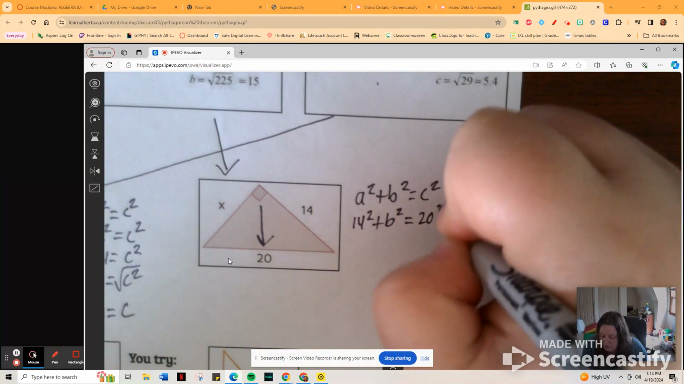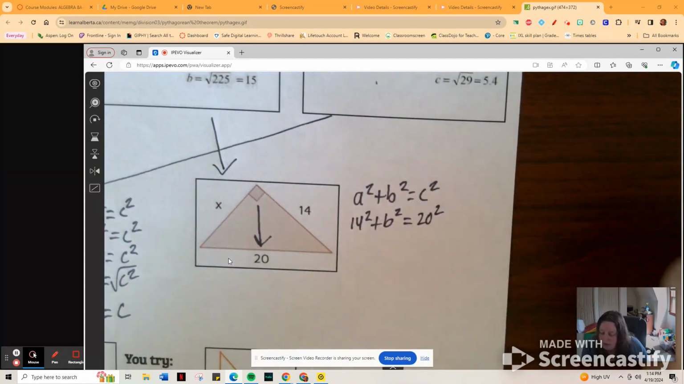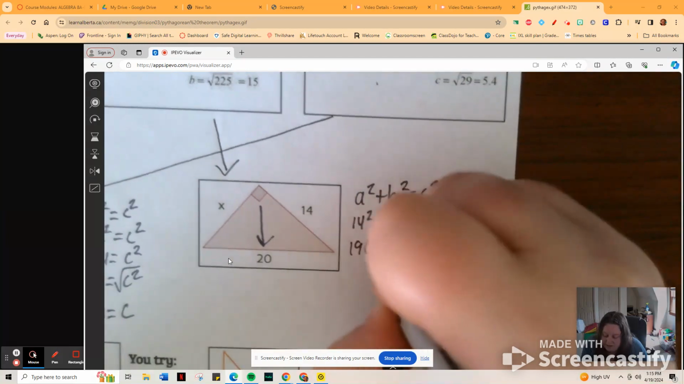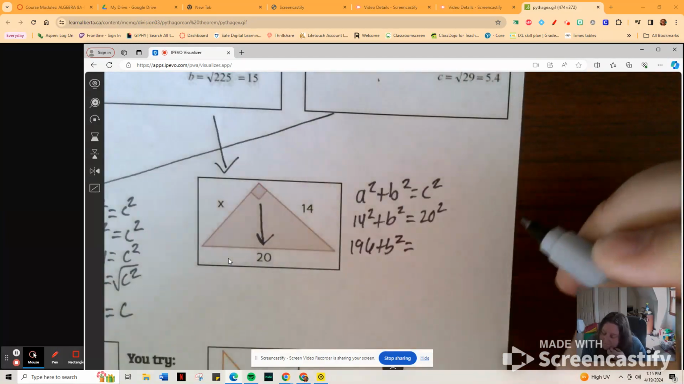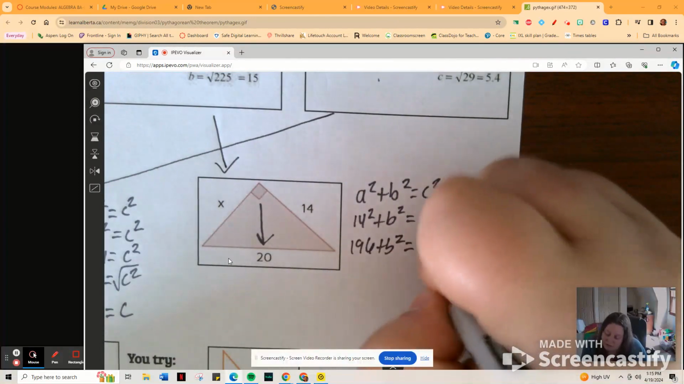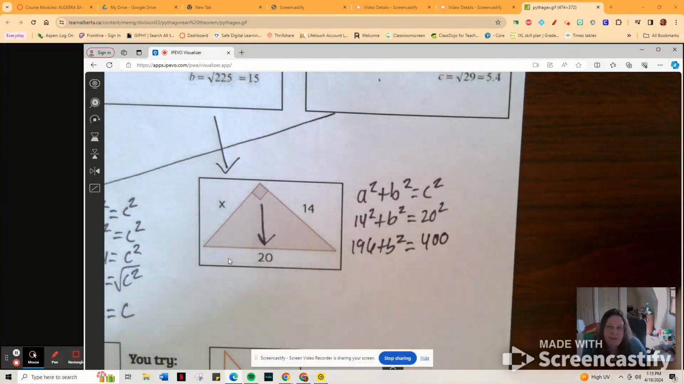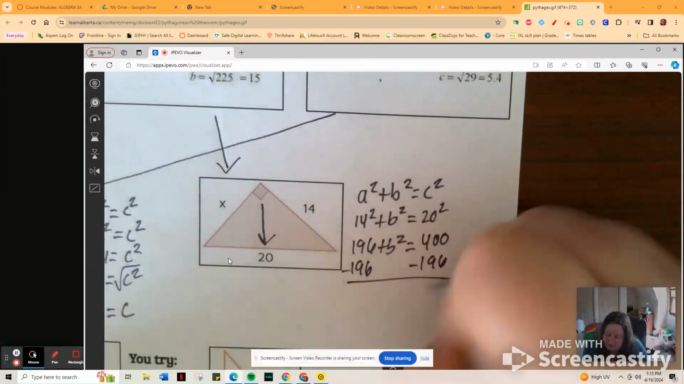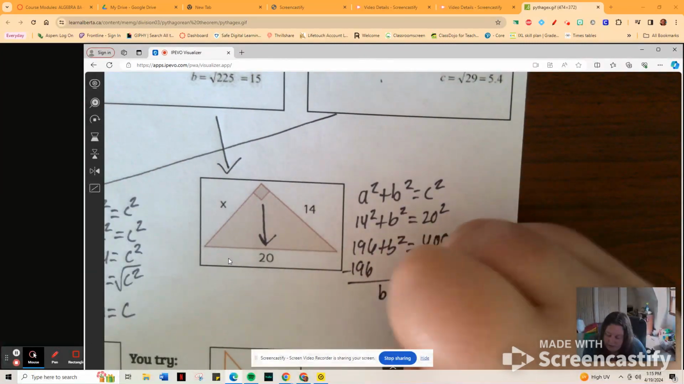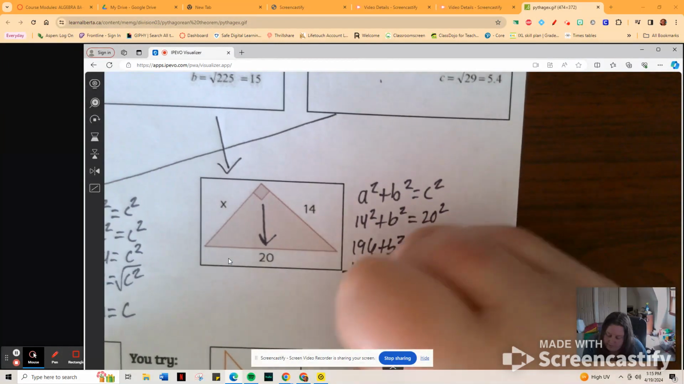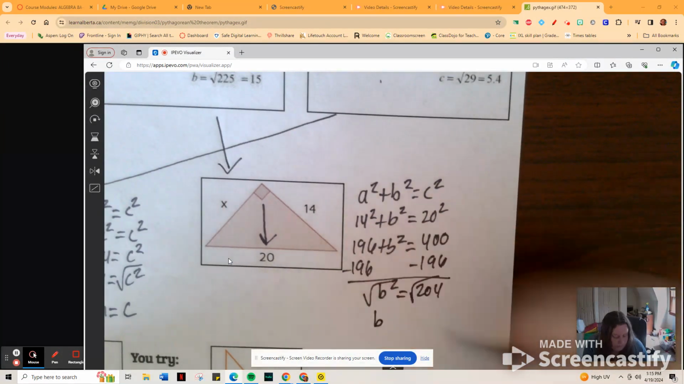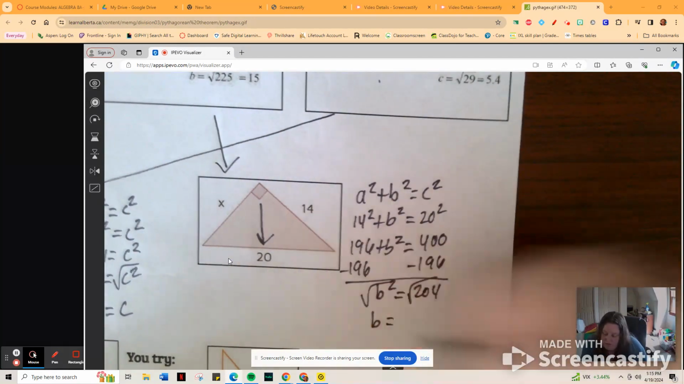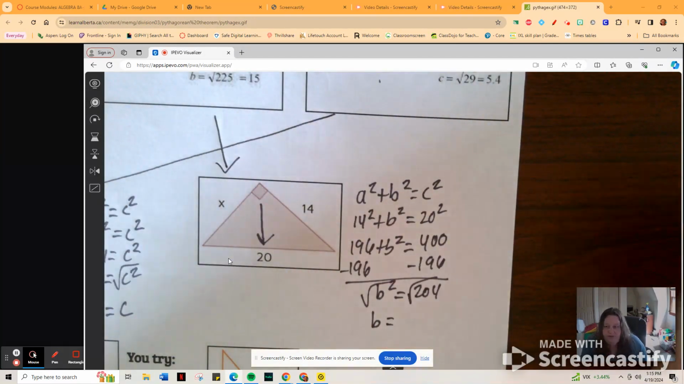And then we're going to change C to be 20. So I'm just going to solve the equation. So 14 squared is 196 plus b squared. 20 squared is 400. I need to get b squared by itself, so I'm going to subtract 196 from both sides. So b squared equals 204, taking the square root. Now, you could do the answer one of two ways.